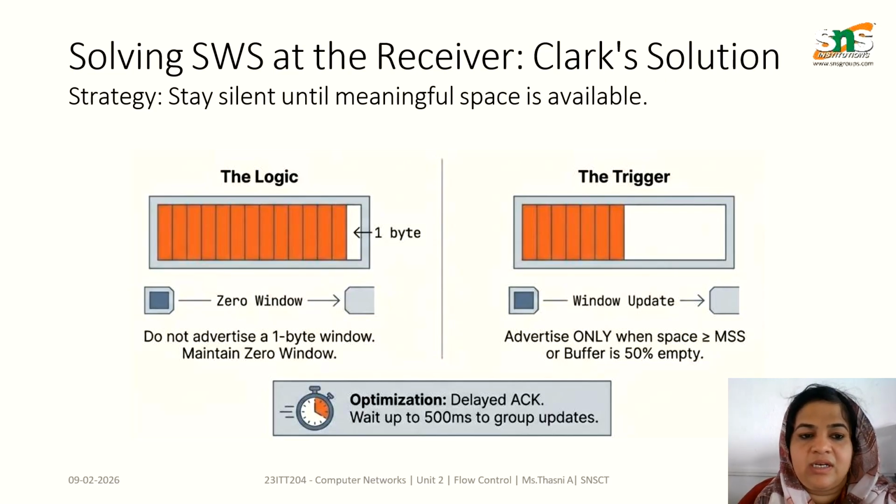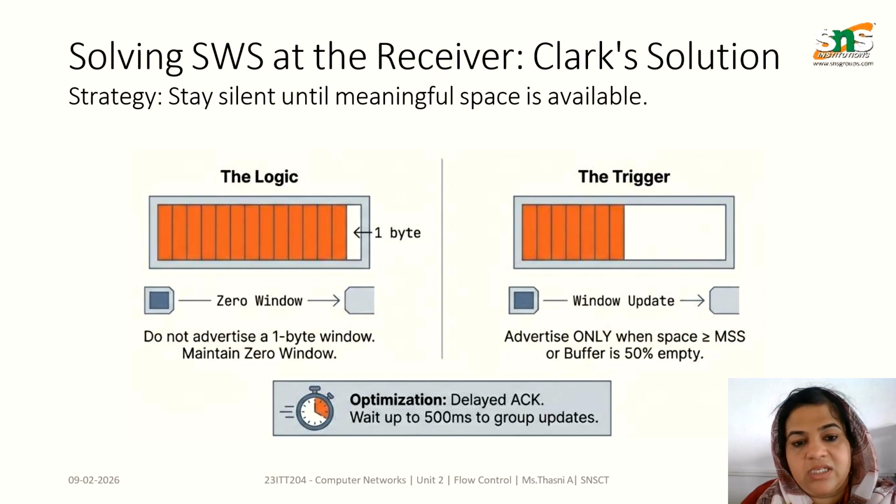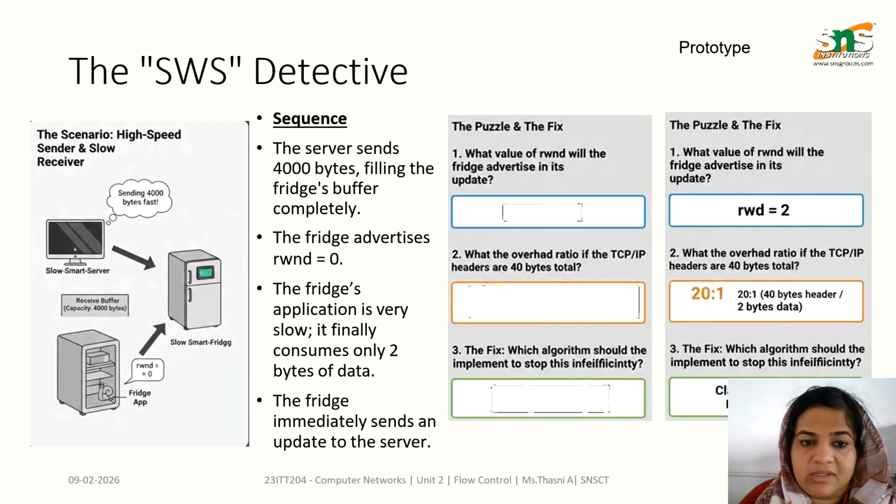The next algorithm, first we have seen from the sender side, and here it is from the receiver side. We call this Clark's solution. The main strategy is to stay silent until meaningful space is available. So we don't advertise a 1 byte window; we maintain a 0 window. Then the trigger: the window is updated and advertised only when space is greater than the MSS or the buffer is 50% empty. Then only it will be released. The optimization we see here is delayed acknowledgement: wait up to 500 milliseconds to group the updates.